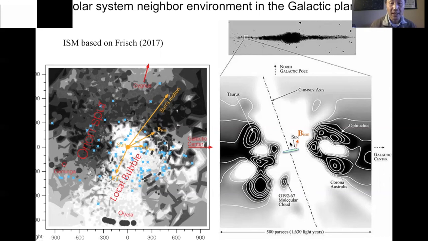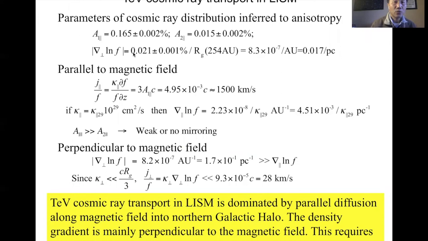We obtain the cosmic ray anisotropies. The pitch angle anisotropy is this big, 0.16%, and the second anisotropy is much smaller. We can also obtain the cosmic ray density gradient. It is roughly 1.7% per parsec. With this parameter, we can calculate the cosmic ray streaming. This is the ratio of cosmic ray streaming over cosmic ray intensity, and this is along the magnetic field. We found that cosmic ray streaming is about 1500 kilometers per second.